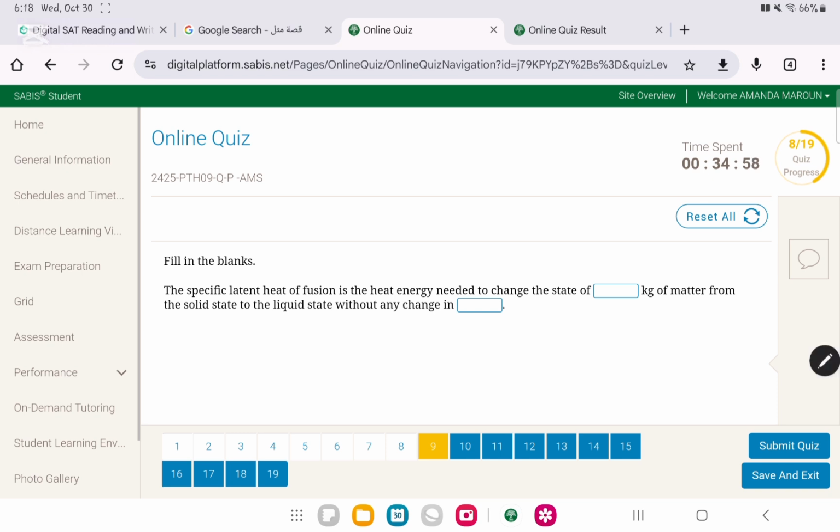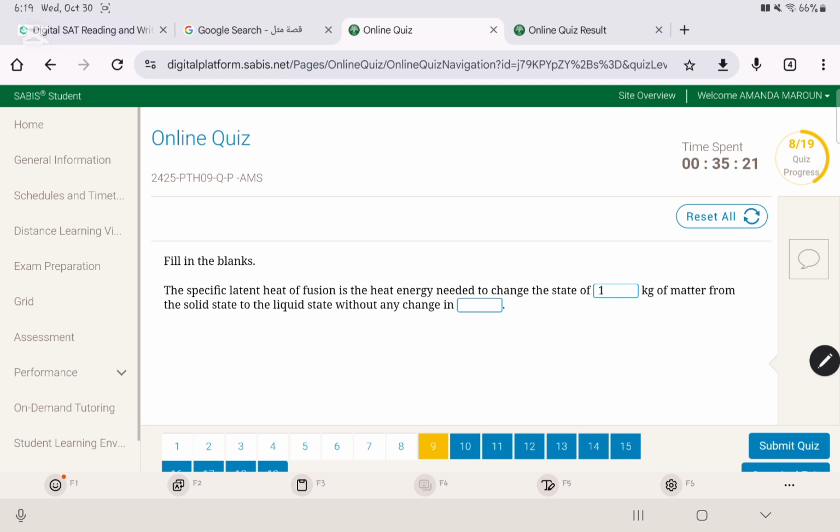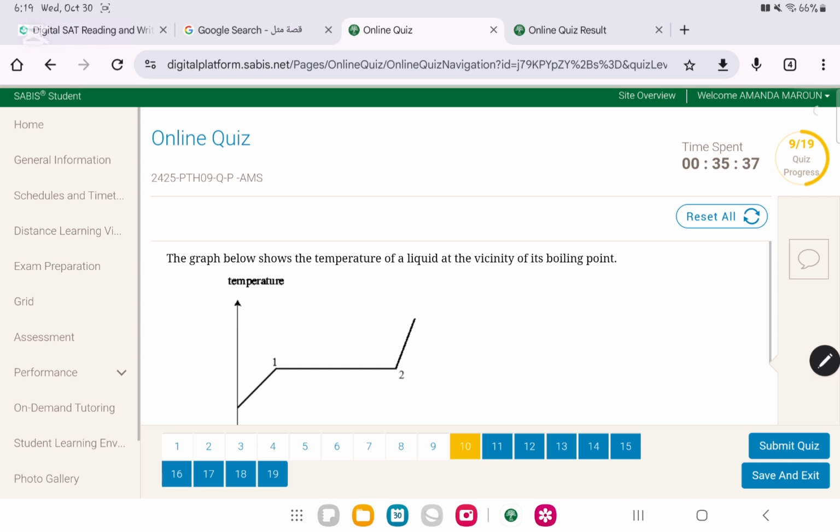Now, the specific latent heat of fusion, LF, is the heat energy needed to change the state of 1 kg. Remember, LF changes 1 kg of matter from the solid state to the liquid state without any change in temperature. Okay, so here it is 1 kg and here it is temperature. So that's question number 9 done.